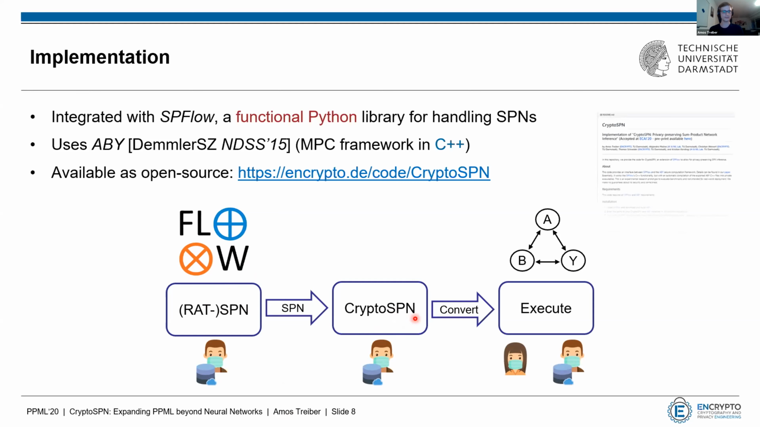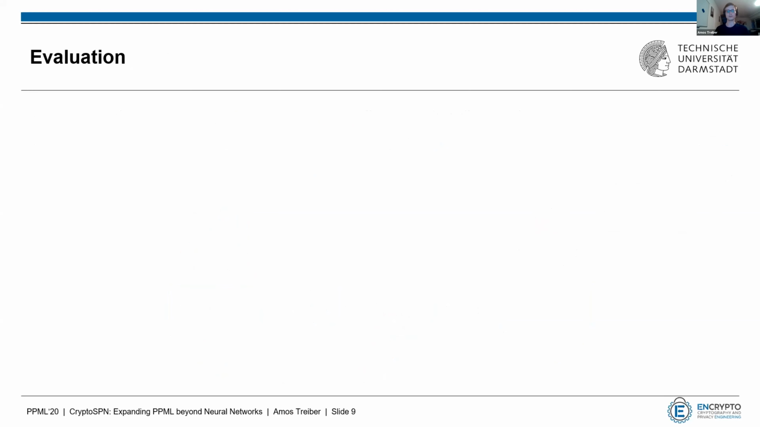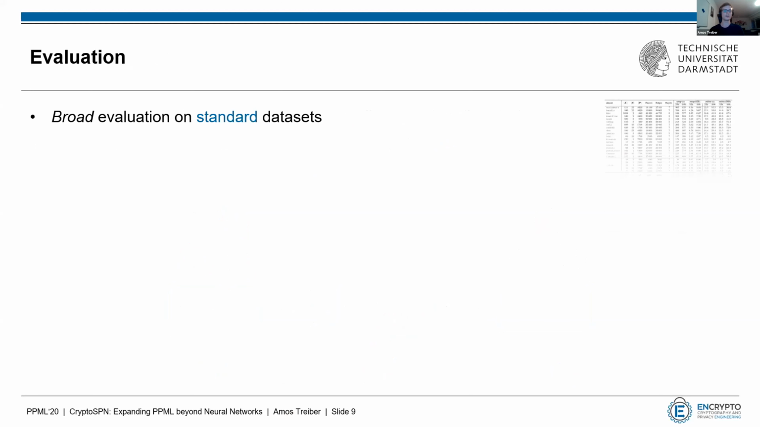We use this implementation to perform a broad evaluation on standard data sets. There's really a lot of them, so if you want all the details, you have to check out our paper. We're just giving some quick highlights here. And these are for the case of 32-bit precision in our local area networks on standard machines.